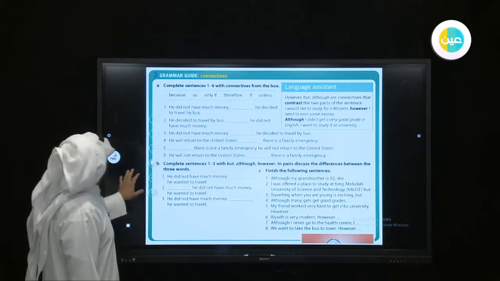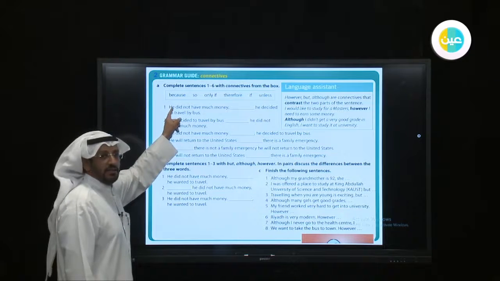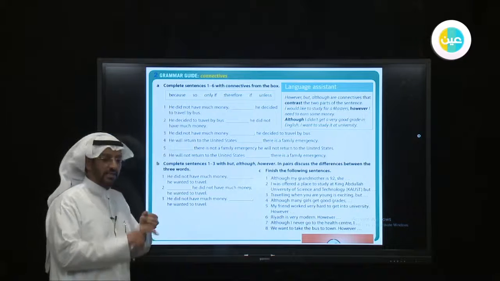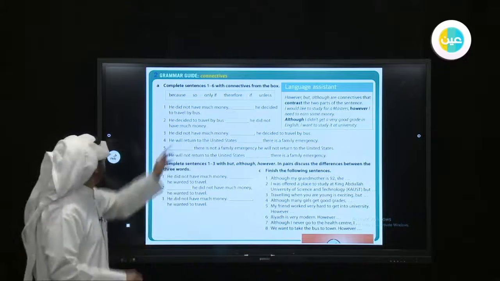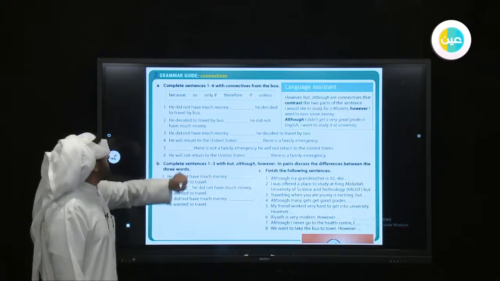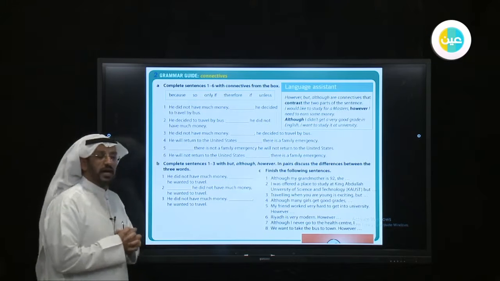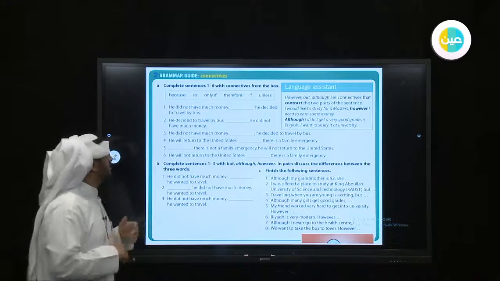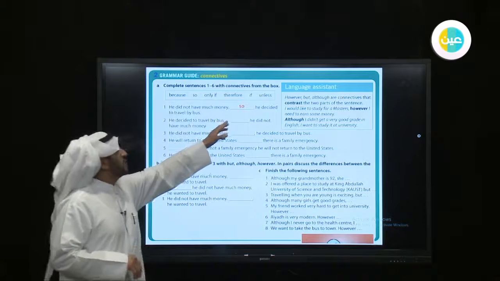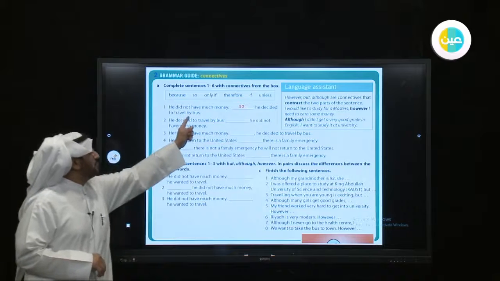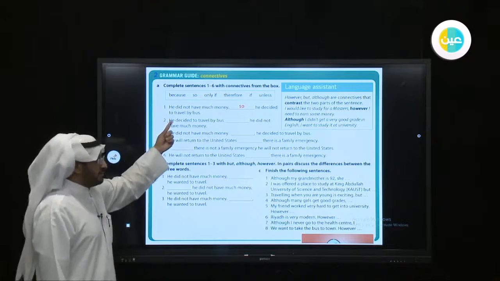We are going to see the difference between them. He, subject. The subject is I, they, we, you, he, she, it. He didn't have much money. This is the cause. He decided to travel by bus rather than plane, train, or other transport. So he decided to travel by bus. Because, same meaning.